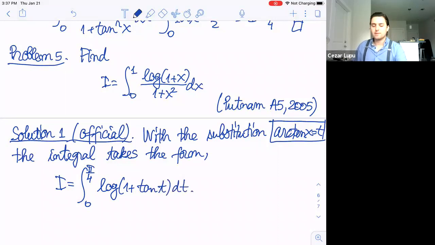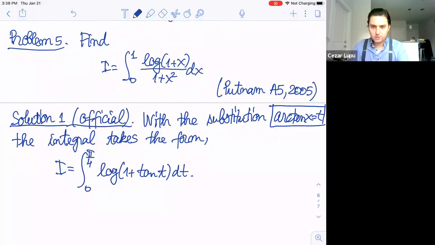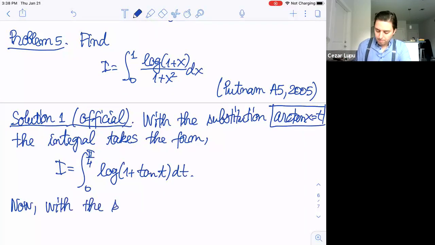Okay, so that's it. And now, as you have seen in the previous example, since I transformed this into an integral involving trigonometric functions, why not play around with the same substitution? So now, with the substitution, and the substitution is t, let's say, is, maybe I should use some other letter, but anyway, u, let's say.